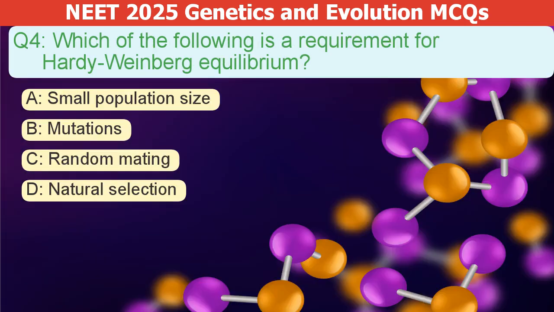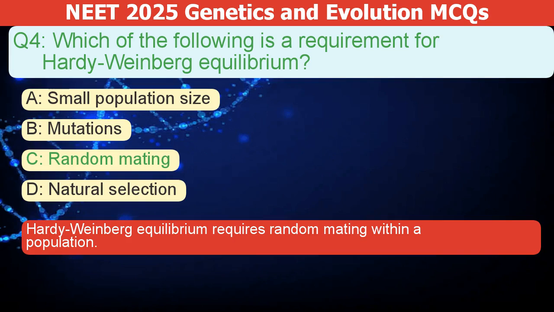Which of the following is a requirement for Hardy-Weinberg equilibrium? A. Small population size. B. Mutations. C. Random mating. D. Natural selection. The correct answer is C. Hardy-Weinberg equilibrium requires random mating within a population.